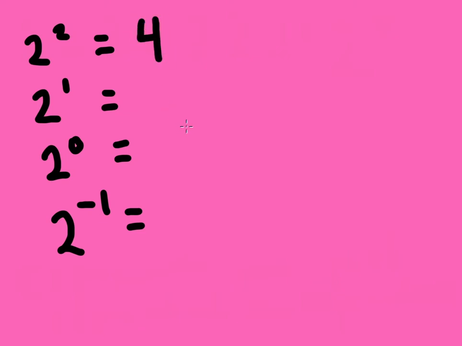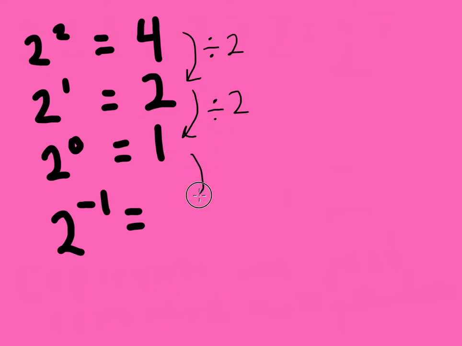So 2 to the second power, or 2 squared, we know that that's equal to 4. 2 to the first power is going to be equal to 2. And then anything that's not 0 to the 0th power is going to be equal to 1. So now let's look at what's the pattern here. If we go from 4 to 2, I'm just dividing by 2 to get from 4 to 2. And similarly, I'm just dividing by 2 to get from 2 to 1. So if we continued that pattern and we divided 1 by 2, then what would we get? Well, we'd get 1/2. And that's what 2 to the negative 1 power is equal to.